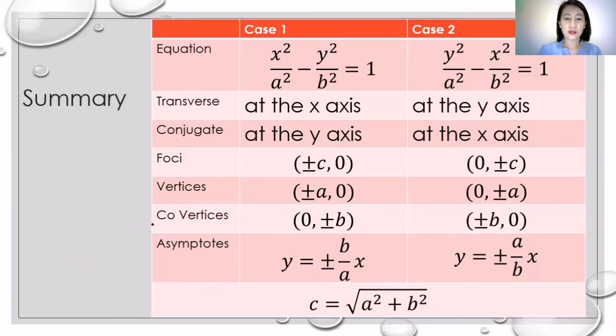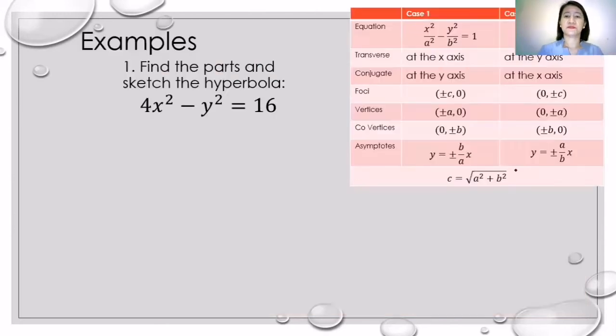We will still be using co-vertices para hindi po tayo malito, okay? Pero gagamitin natin a and b. Tapos, we will still be using b for the co-vertices. Again, foci and vertices will have the same intercept. So, kung si foci ay nasa x, si vertex ay nasa x din. Kung si foci ay nasa y, then si vertex ay nasa y din. Then, si co-vertex po ay naka-reverse.